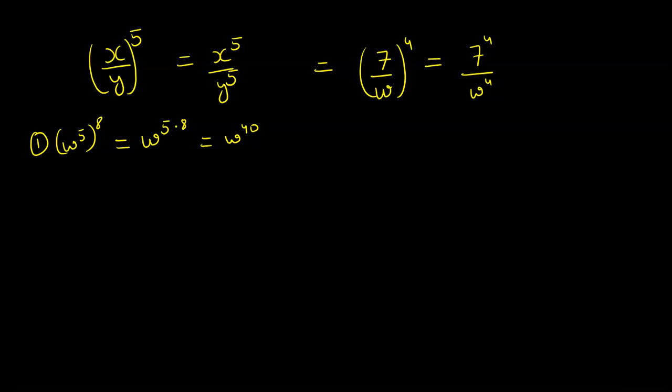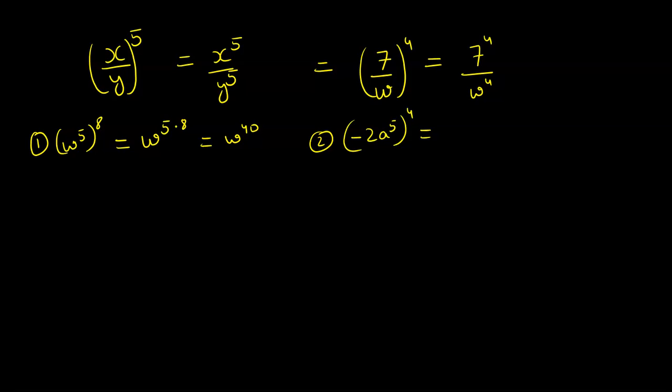Okay, let's try to do this one by yourself. We have negative 2a to the power of 5, and the whole thing has the power of 4. So pause the video and try it yourself first.